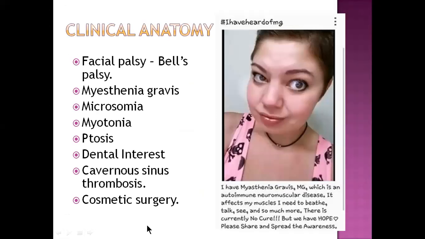Okay, now clinical anatomy, the concluding part only. Now you see, this is a very beautiful lady, of course, but she's suffering from a disease called myasthenia gravis. There are antibodies against some receptors in the muscles, and the muscles get paralyzed. It is an autoimmune neuromuscular disease. It affects the muscles, making it hard to talk and more. Currently there is no cure actually; you need to take some medicine. But we have hope to share and spread awareness.